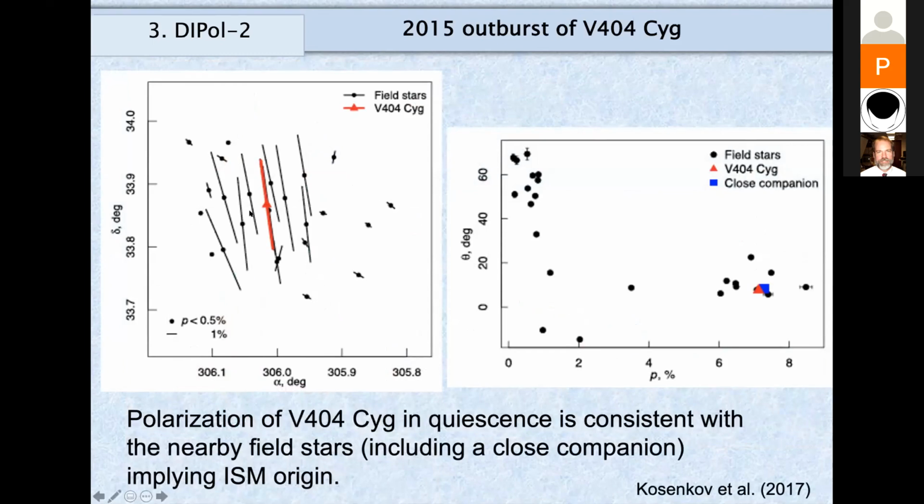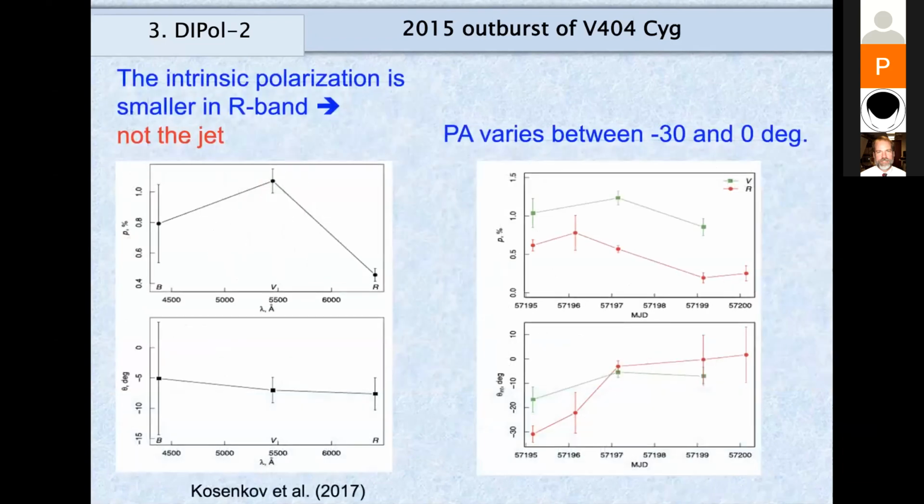The polarization angle of nearby stars is very consistent with the polarization angle that we see from the object itself. And there is actually a very nearby companion, 1.4 arcseconds away, that you can observe with William Herschel. It has exactly the same polarization as the object when it was in the quiescent state. But it means that in the outburst there is some intrinsic polarization, but it's quite small, about 1%.